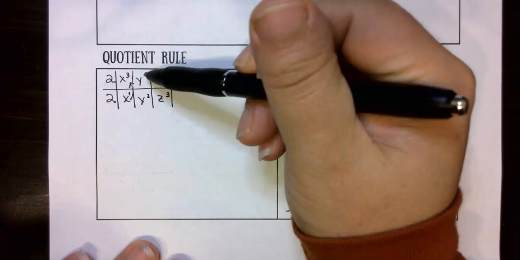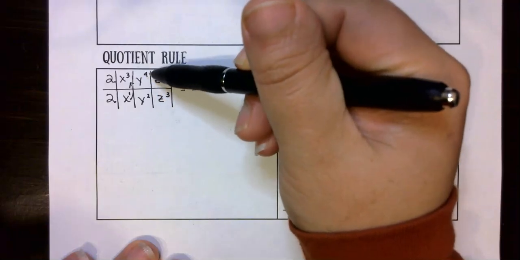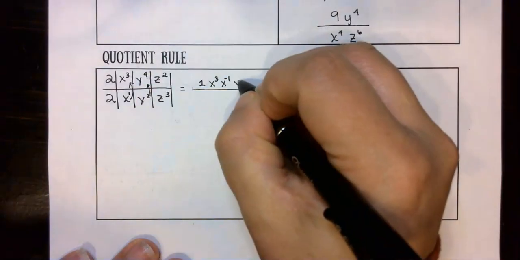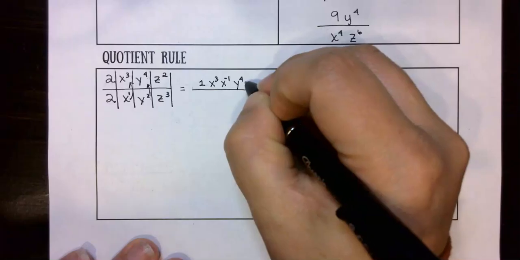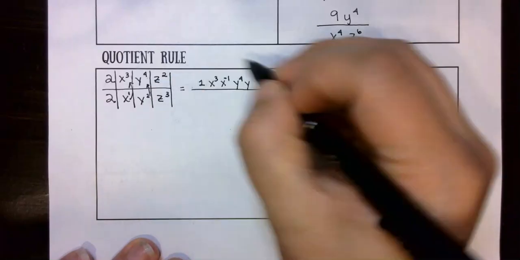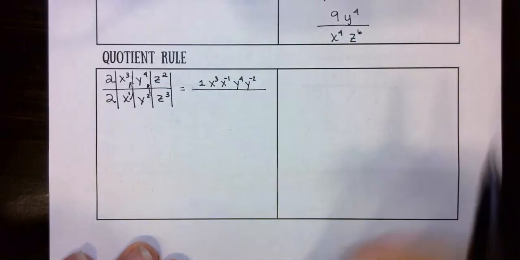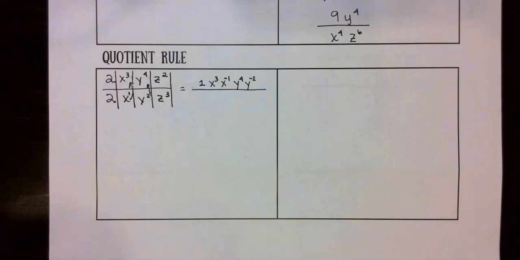All right, let's talk about these y's. We have a 4 on the top, a 2 at the bottom. Once again, the 2 is smaller. That needs to go up. So we're going to say y to the 4th and y to the negative 2, because when you move it, it changes the sign.